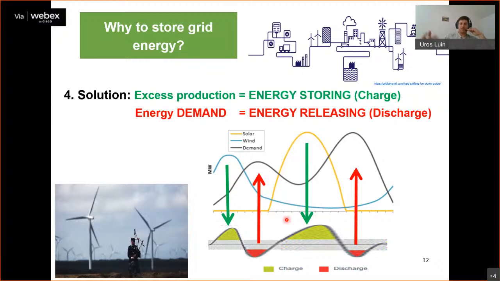So just imagine some controller that monitors the frequency and controls such smart technology that can store and release energy based on the grid frequency.